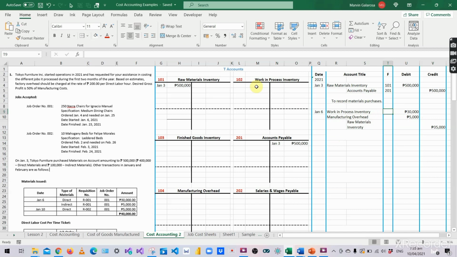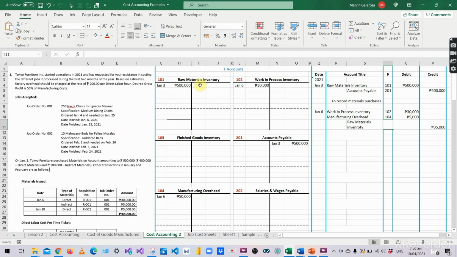Accordingly, post din natin siya sa T-accounts. So, January 6. Debit sa work in process is 30,000. And then sa manufacturing overhead, January 6, 5,000. Huwag natin kalimutan ilagay yung reference number. For work in process inventory, yan ay 102. For manufacturing overhead, 104.